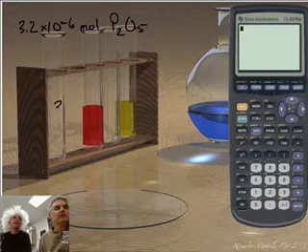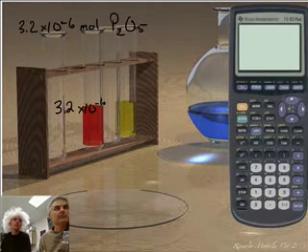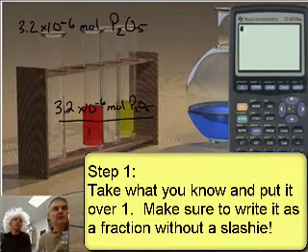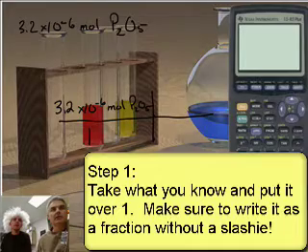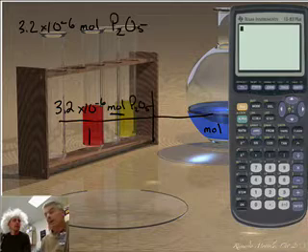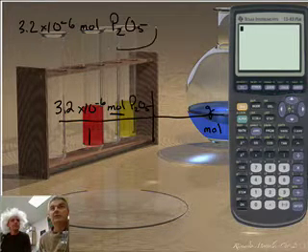All right, so we need to go from moles to grams. So we're going to take that number, 3.2 times 10 to the negative 6 moles P2O5, put it over 1, and now we're going to convert that into grams using the molar mass of P2O5. So I'm going to put moles on the bottom and grams on the top.